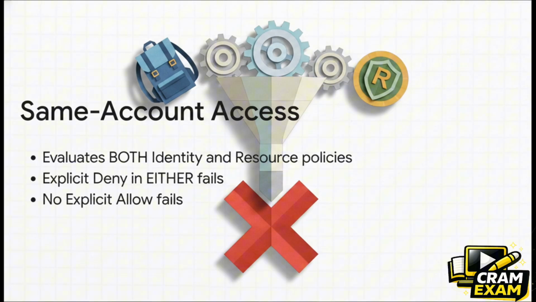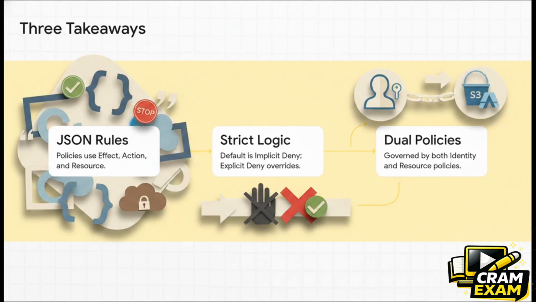When an identity tries to access a resource in the same AWS account, AWS evaluates both the identity policy and the resource policy. If either one has an explicit deny, it's a catastrophic failure. The request fails. If neither has an explicit allow, the request also fails due to the default implicit deny. You have to understand both sides of the equation to debug authorization failures. Okay, let's lock this down.